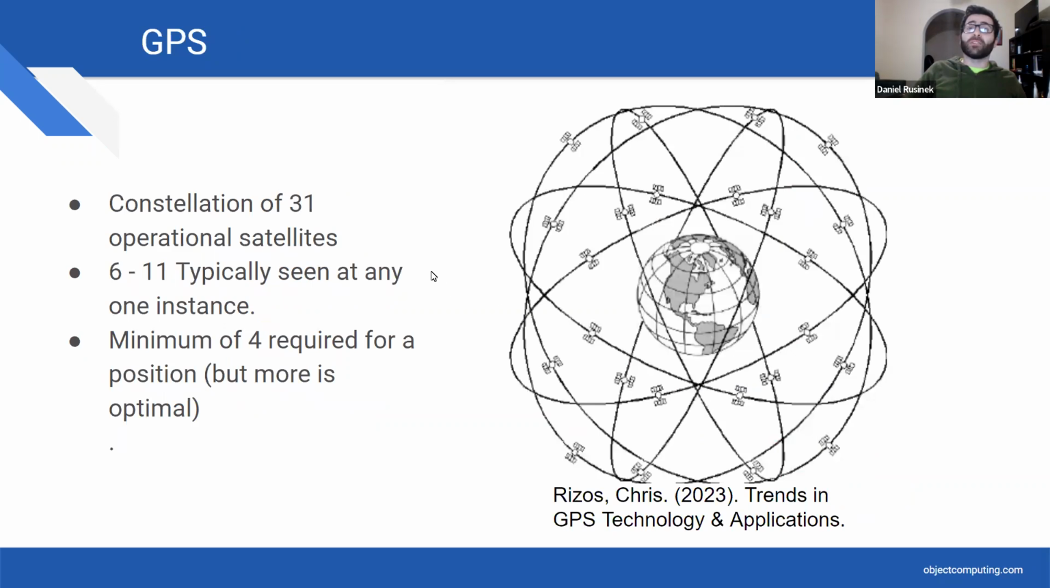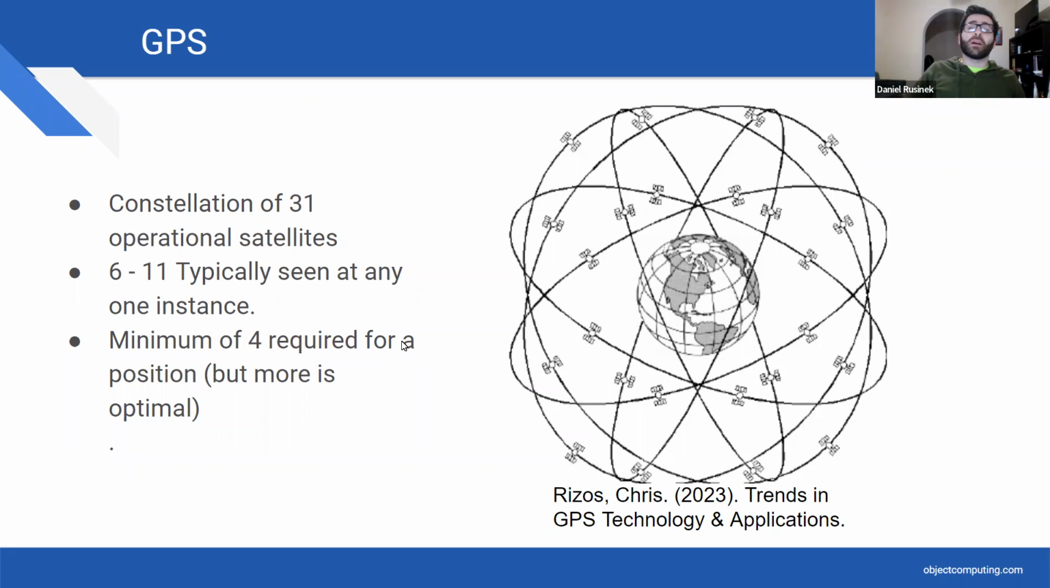And then talking about GPS, there are currently 31 operational satellites. You'll typically see about 6 to 11, but that really depends on where you are, how many buildings are around you, and a lot of obstructions. But you'll typically see 6 to 11, the more the better. You need a minimum of 4 for a position, but really you need more. But 4 is the absolute minimum. But you're not going to get a very accurate measurement off of that unless, again, you have your GPS stationary.